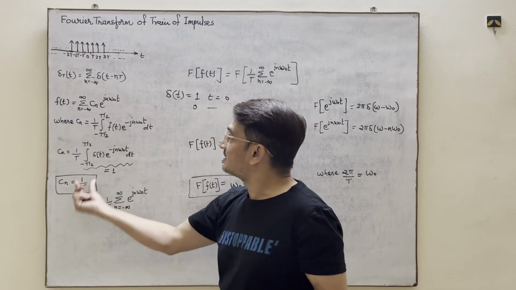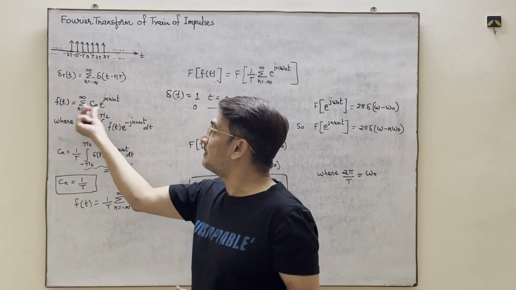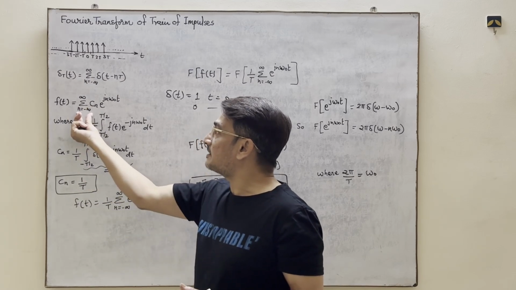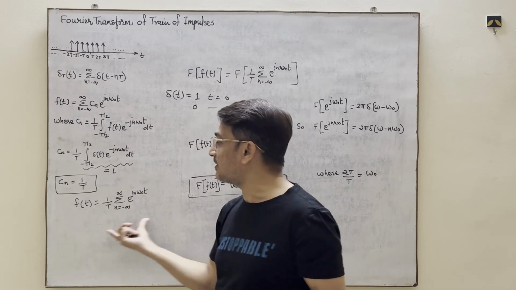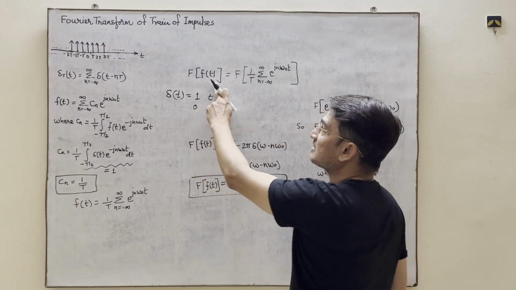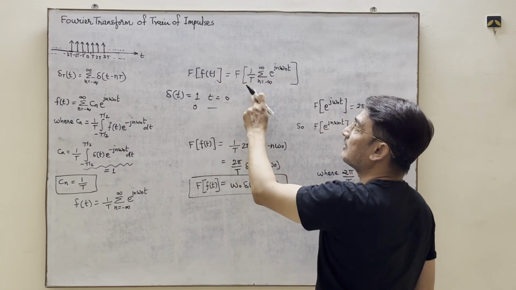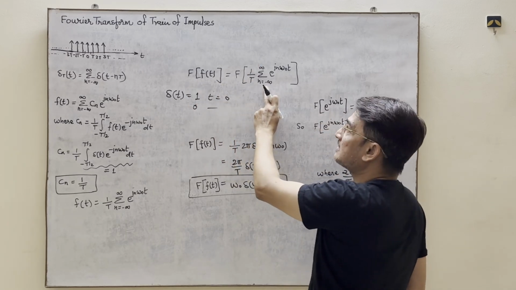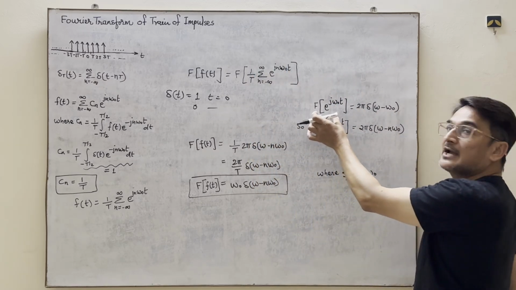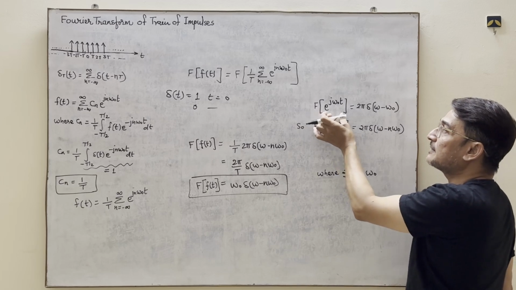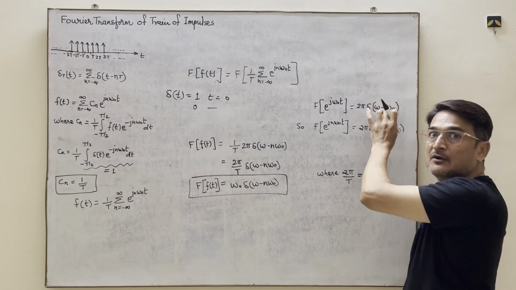Now this Cn value we will put in f(t). So your f(t) will become 1 by T times the summation from n equals minus infinity to infinity of e to the power j n omega naught t. This is your f(t). Now we will calculate the Fourier transform of f(t). So the Fourier transform of f(t) is nothing but the Fourier transform of 1 by T times the summation from n equals minus infinity to infinity of e to the power j n omega naught t. Now we already calculated the Fourier transform of e to the power j omega naught t, which is 2 pi delta(omega minus omega naught). This we have already calculated.